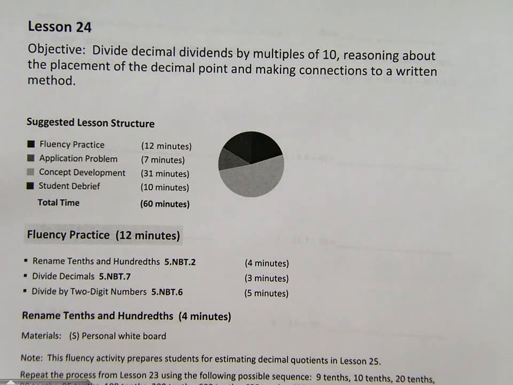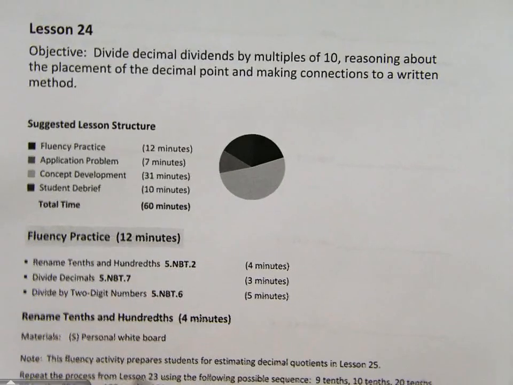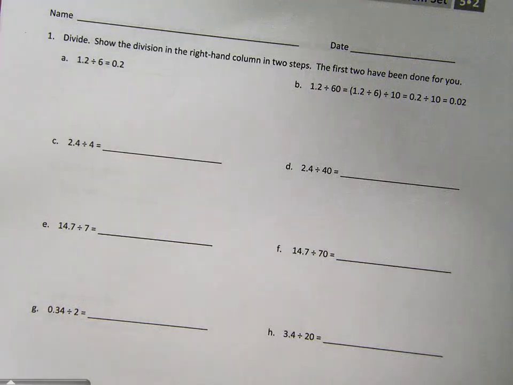This is grade 5, module 2, lesson 24. We're going to be dividing decimal dividends by multiples of 10, reasoning about the placement of the decimal point and making connections to a written method. So we're going to be moving our division onto numbers with decimals now. And we're going to do this a number of different ways.